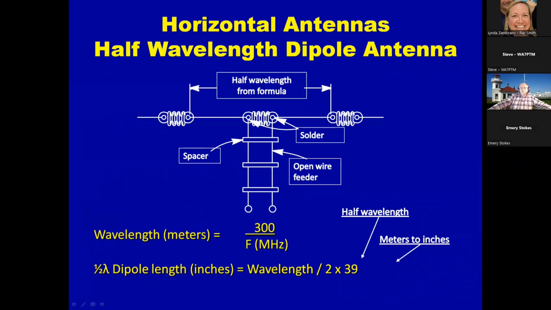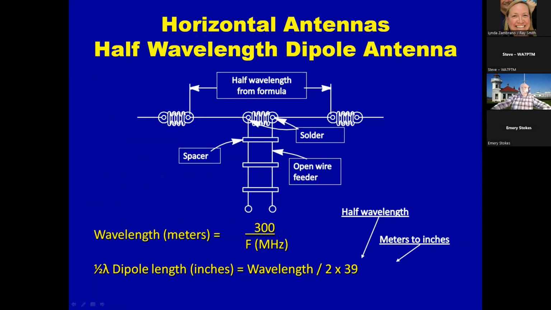So this is an illustration of basically a half wavelength dipole antenna. You can see we have an open wire that feeds it in the middle there. The things that sort of look like they have loops around them with some eyes on either end, those are insulators.